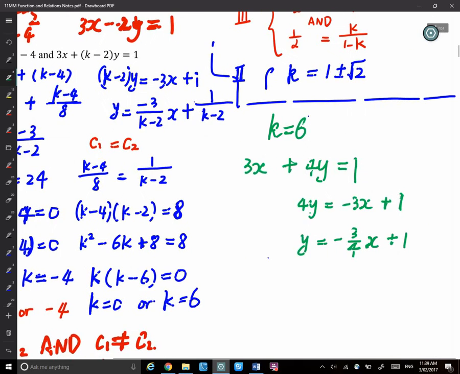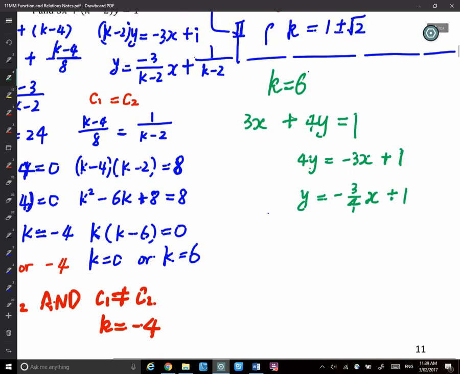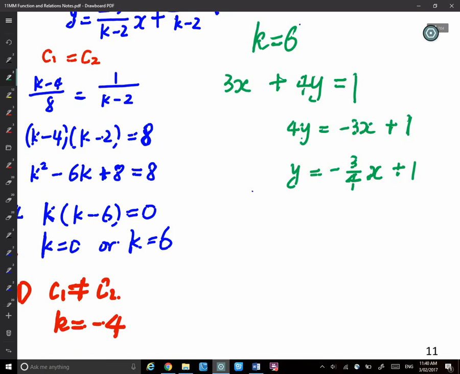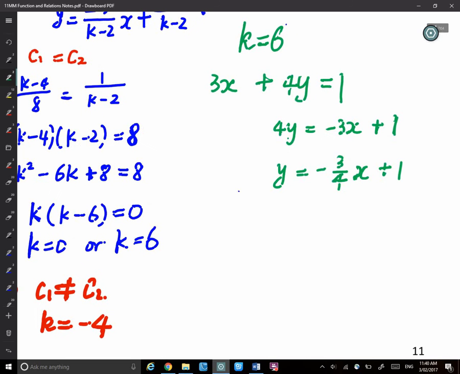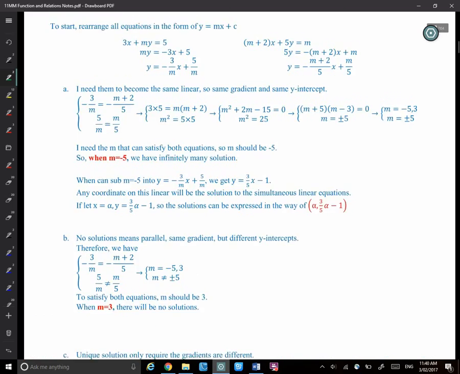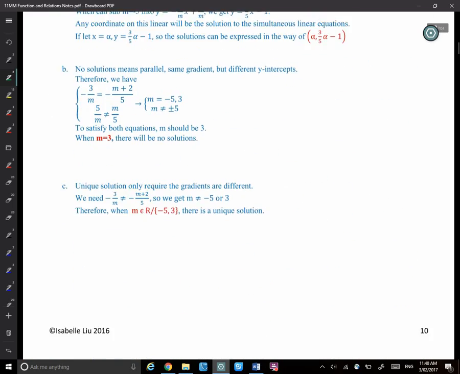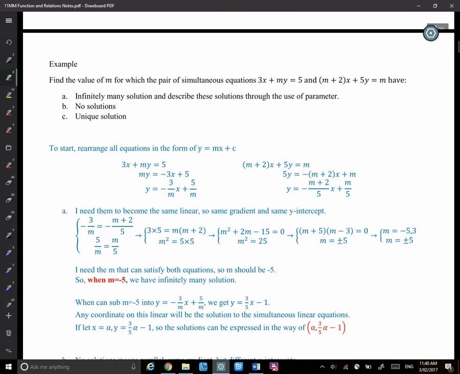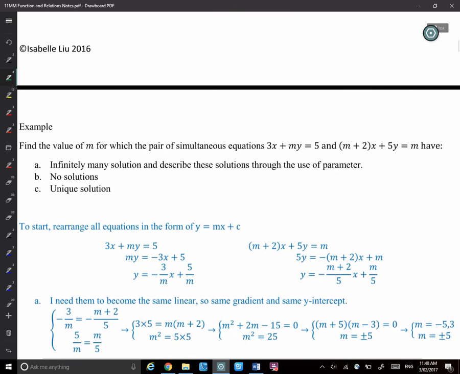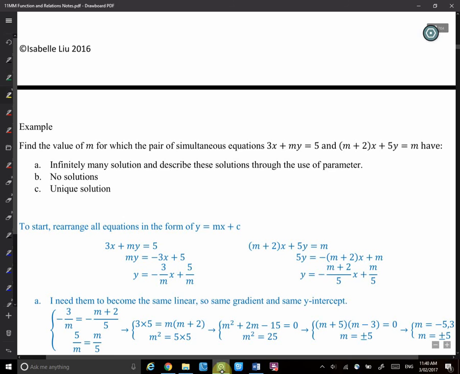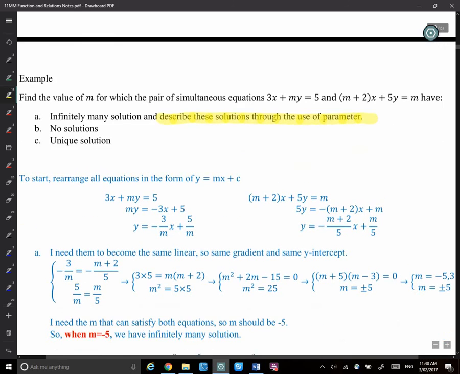My question here is, how can you represent all your solutions? We will have infinitely many solutions, right? Every single point on this line will be a solution. How can we represent this? If you go back to this page, see part A. This is called describe the solutions through the use of a parameter.